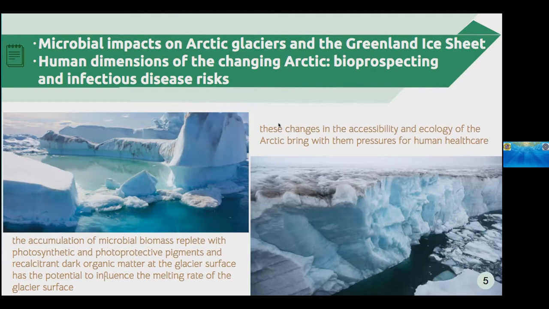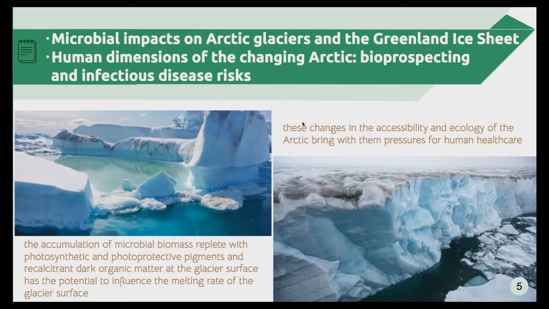This prompts the seasonal development of a range of microbial community types predominantly supported by photoautotrophy. Importantly, the accumulation of microbial biomass replete with photosynthetic and photoprotective pigments, and decreasing dark organic matter at the glacier's surface, has the potential to influence the melting rate of the glacier surface. The reddish surface reflections of glaciers, a consequence of microbial growth in surface habitats, have been trimmed in recent years. Estimates of microbial contribution to glacier melting are emerging. However, integration of microbial associated parameters in estimates of sea level rise remains an active research goal.